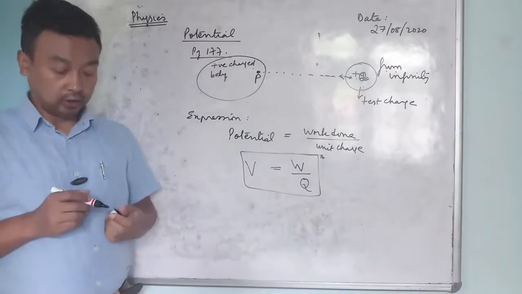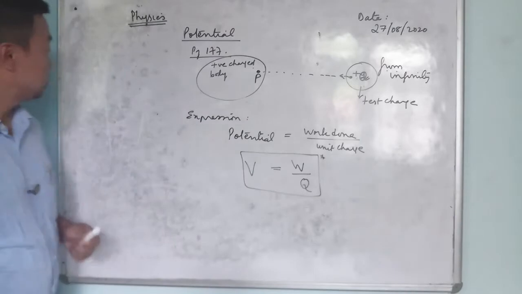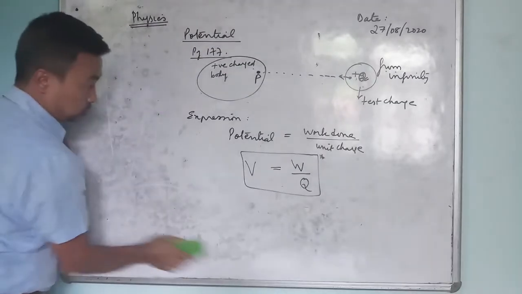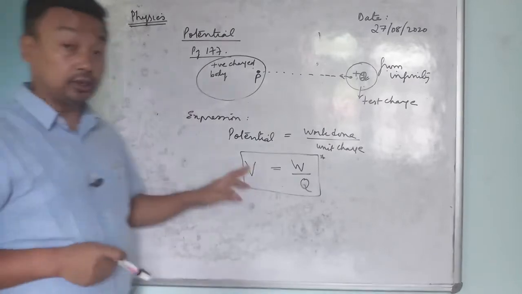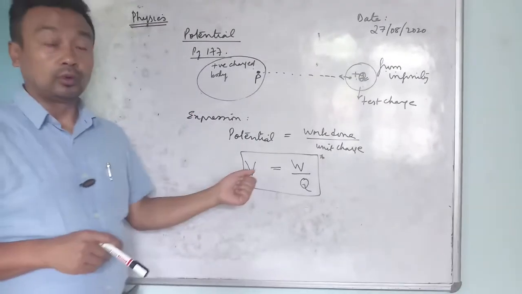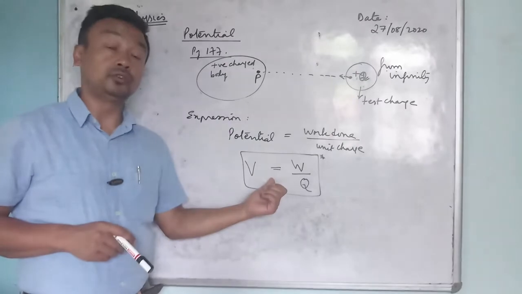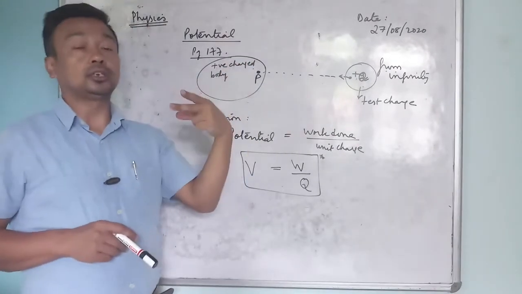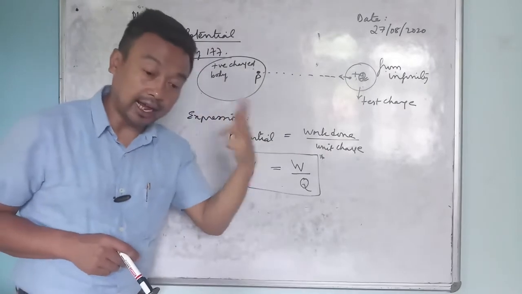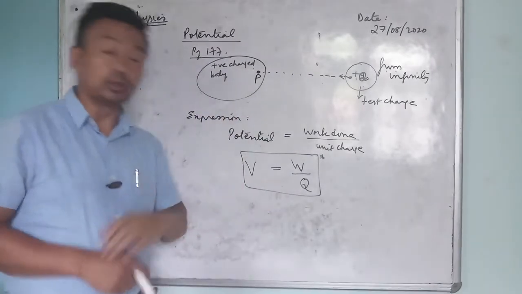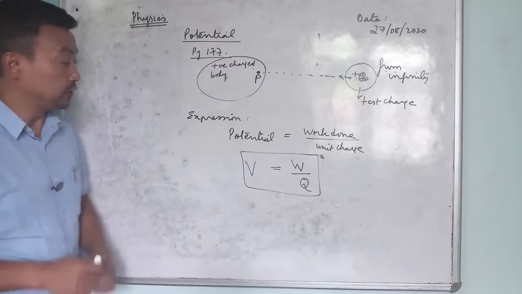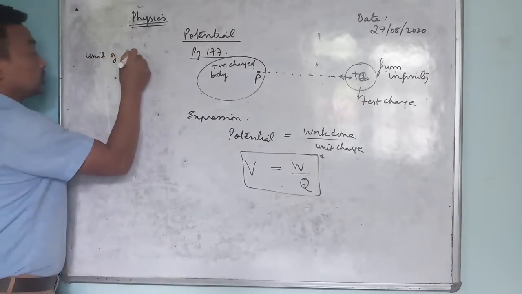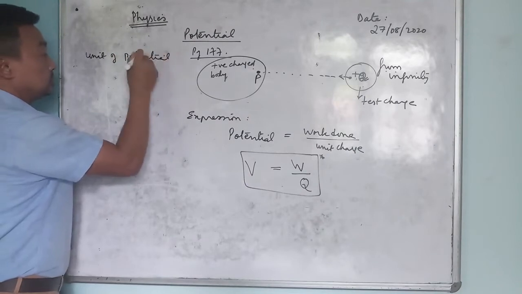Alright, now we go to the SI unit of the potential. So potential is the third physical quantity we have learned. The first one was the charge Q, the second one was the current I, and the third one just now we have learned is the potential V. So the unit of the potential, it is quite simple.